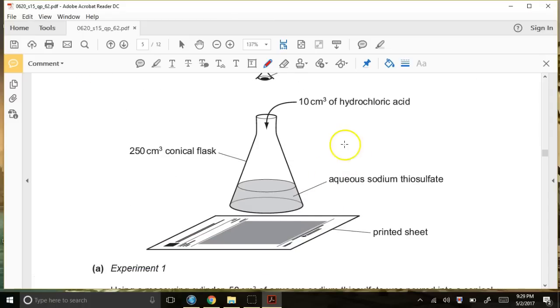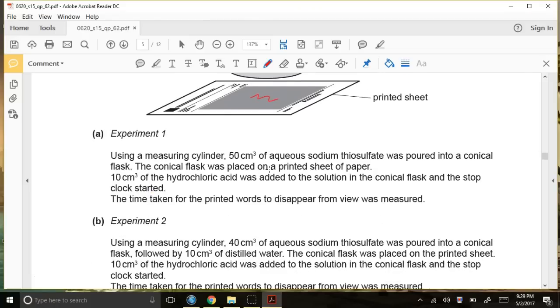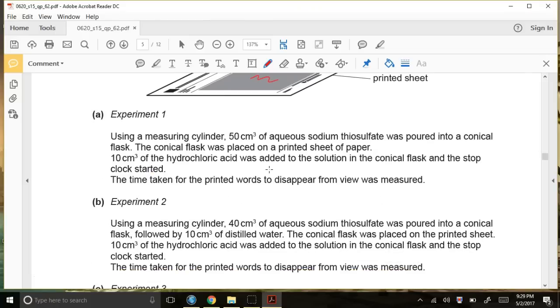That's the diagram there. It gives you the amount of acid, it gives you the sodium thiosulfate there, and that's the volume of the conical flask, 250 cm cube. The printed sheet has some marks on it. Basically, you're trying to see the mark from the top, and eventually you will reach a stage where you can't see it anymore. Okay, in the first experiment, now this is important, you need to pay attention as to how each experiment is different. In the first experiment, there was 50 cm cube of thiosulfate, and a 10 cm cube of the acid being used, and time taken was measured for the words to disappear.